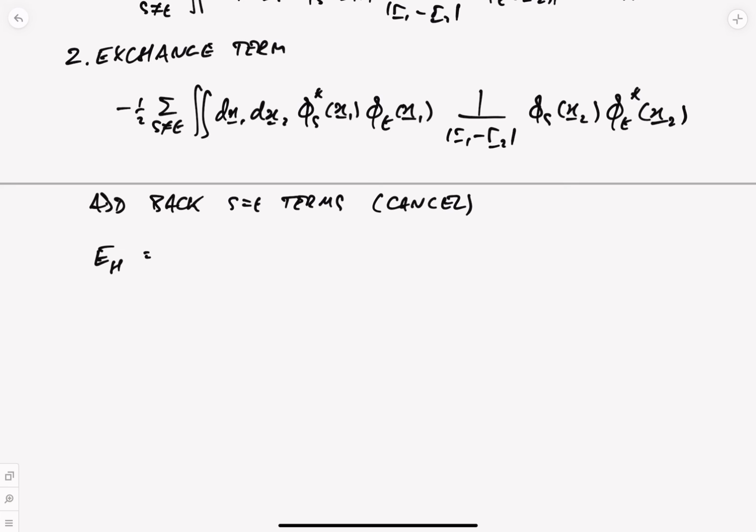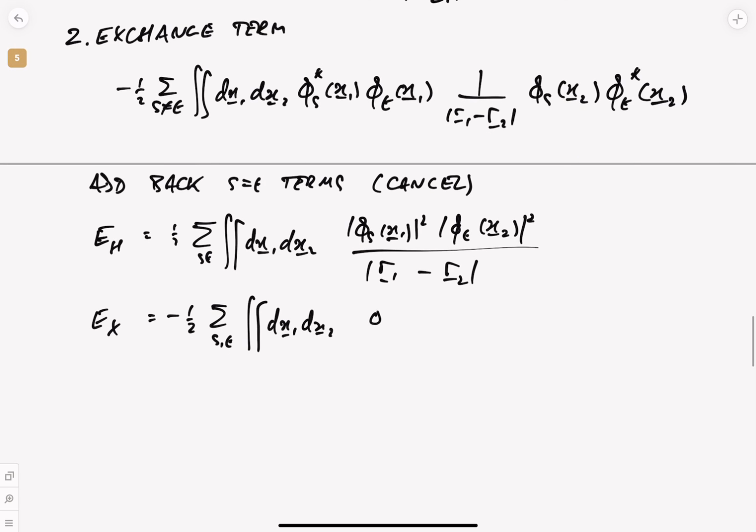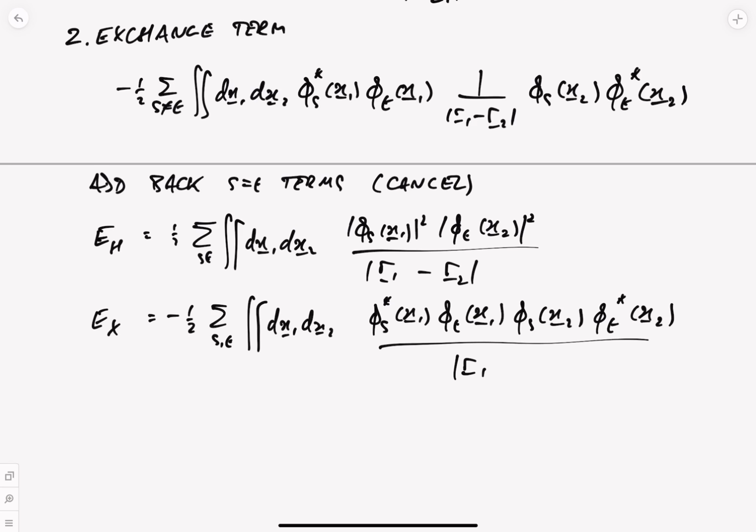We have a Hartree energy, which is just a half sum over s and t of the double integral dx1 dx2 of phi s of x1 squared phi t of x2 squared divided by the modulus of r1 minus r2, and the exchange term is minus a half the sum over s and t, double integral of dx1 dx2, and then we have phi s star x1, phi t of x1, phi s of x2, phi t star of x2, all over r1 minus r2.